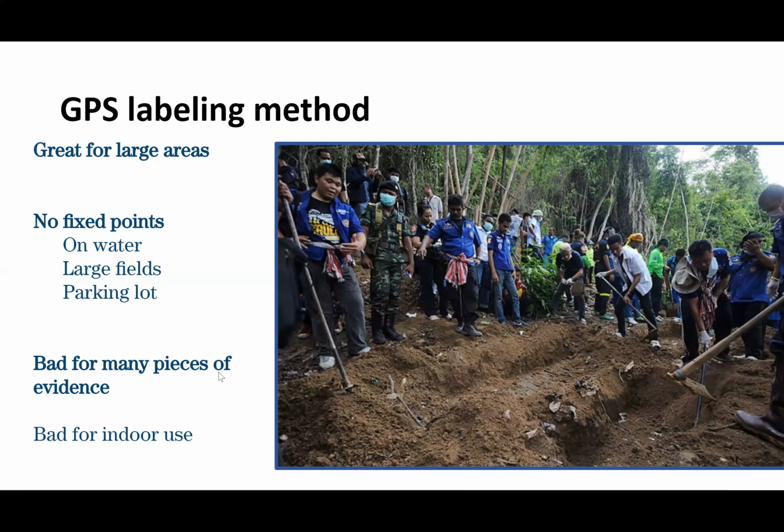The last method, which wasn't listed in the top 3, is the GPS labeling method. It's relatively newer, and it's great for large areas when there are no fixed points, like on the water, large fields, or a parking lot. In a parking lot, you might have some fixed points, but still it's a larger area. It's bad if there are many pieces of evidence and bad for indoor use because GPS is not that precise, right? Can't go down to the inch.